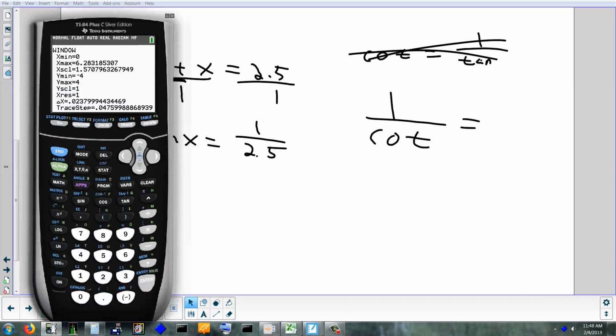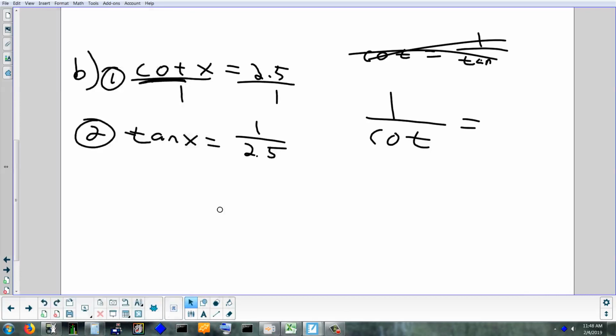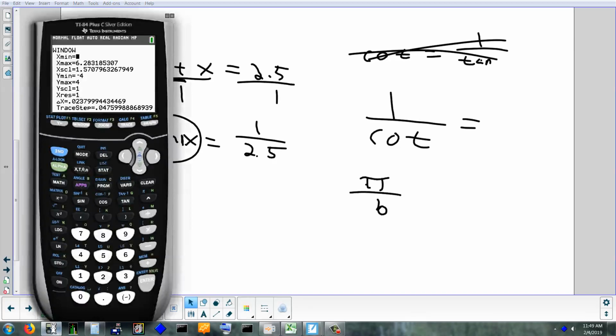All right. Now, before I hit graph, I want to set my window so I'm only seeing 1 cycle. I don't want to see 2 or 3 or 4 cycles. What's the formula to find the length of the cycle for tangent? It's pi over b. What's b in this case? Just a 1. So the period for tangent is pi over 1, which is pi. That means I should set my window to be 3.14 units wide. And this is 1 cycle.